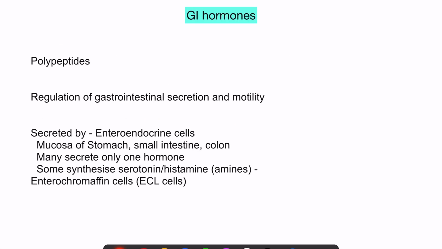So if you understand this fundamental concept, we are able to remember the function of the GI hormones better. Now, these GI hormones are polypeptides and are important for the regulation of gastrointestinal secretion and motility. They are secreted by the cells known as enteroendocrine cells. Entero means present in the GI tract, and these are the endocrine cells. There are many names given to these cells, such as I cells, K cells. We will see as we progress with each hormone.